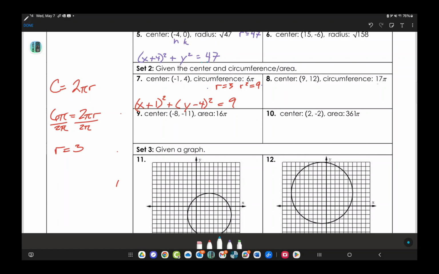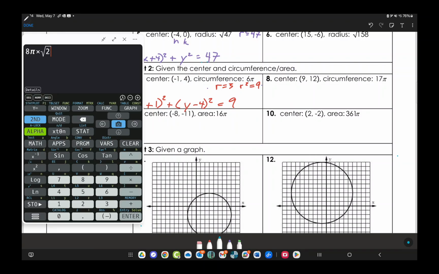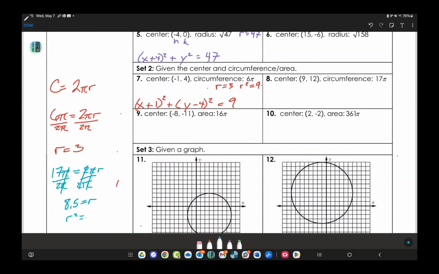Now for number 8, our circumference is 17 pi, which is equal to 2 pi r. When we divide by 2 pi, we get 8.5. So 8.5 squared, we need to find, that's 72.25. So r squared would be 72.25. So writing the equation here, we have x minus 9 squared plus y minus 12 squared equals 72.25.